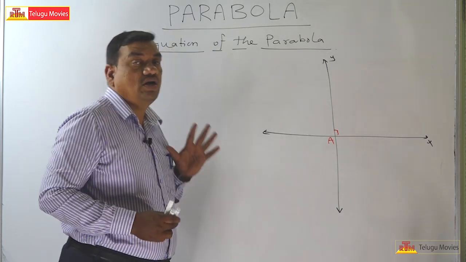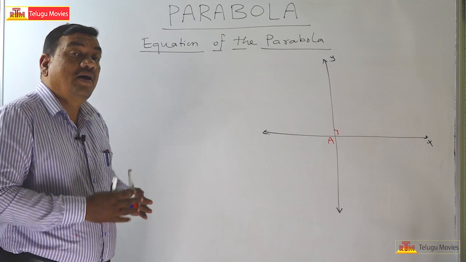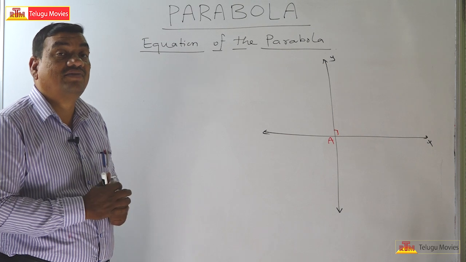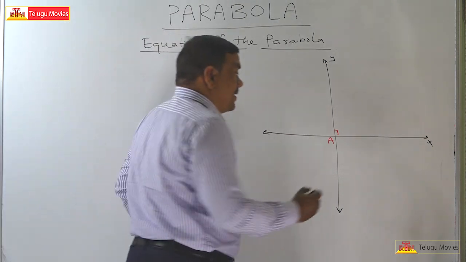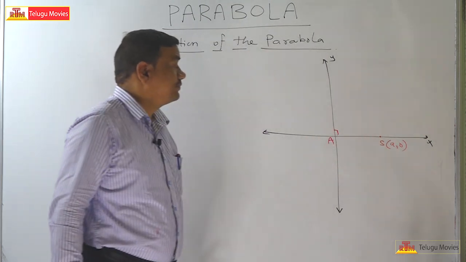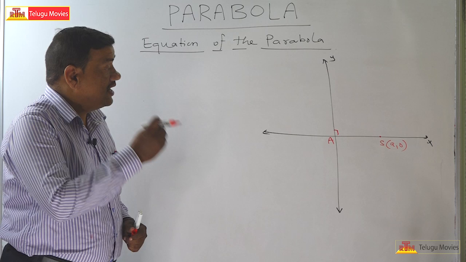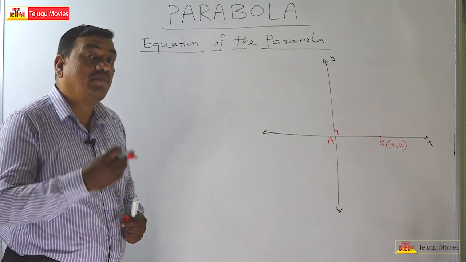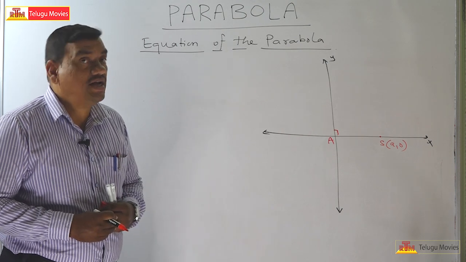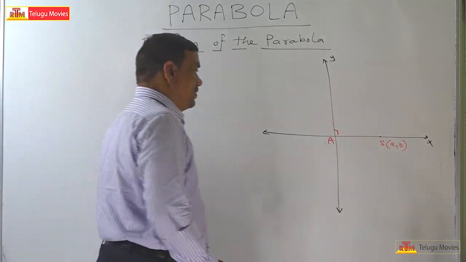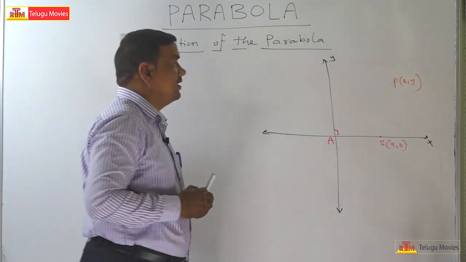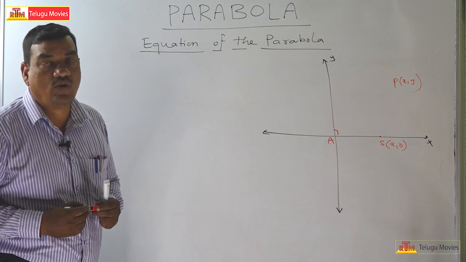But without loss of generality, to find the basic equation of the parabola, let us take for our convenience the point S lies on the x-axis. Let the coordinates of S be (a, 0). Since it lies on the x-axis, the y coordinate will be 0. Now, let P(x, y) be a variable point.